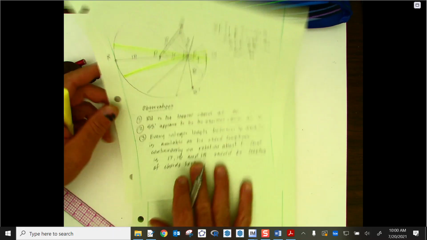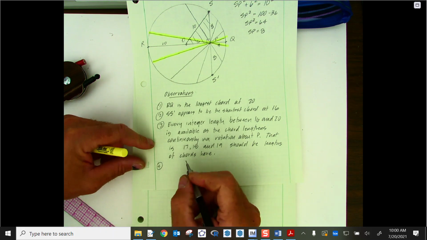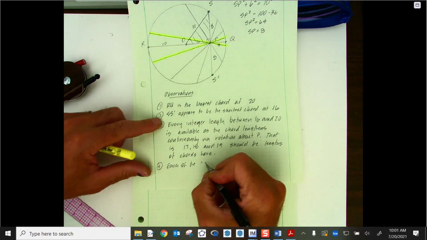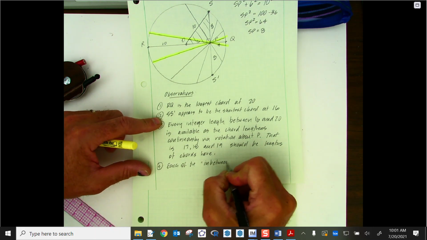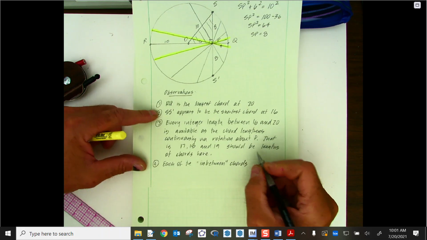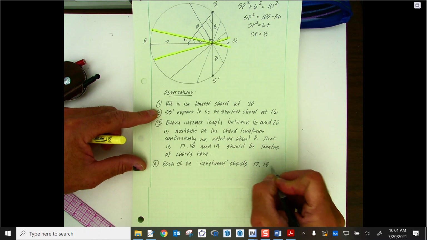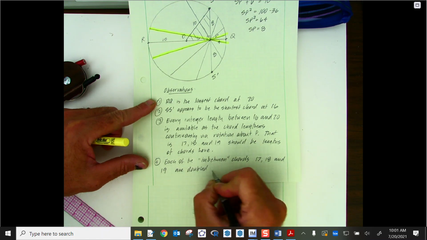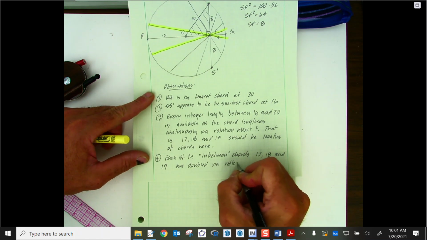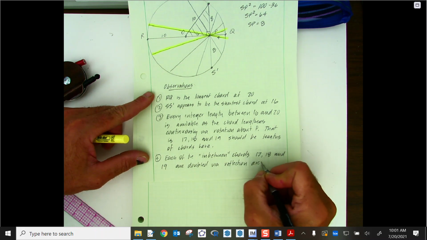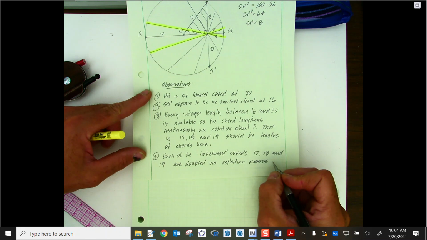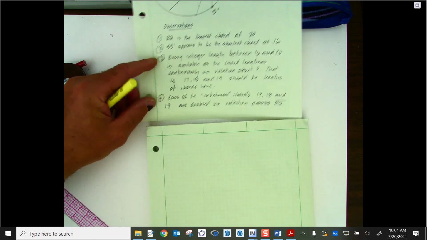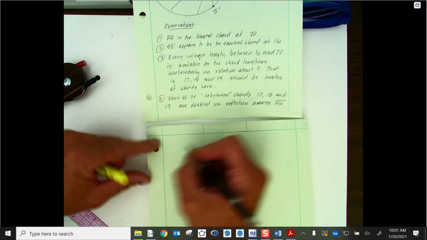So I would say that the last observation I'm going to make is that each of what I'm going to call the in-between chords, that is 17, 18, and 19, are doubled via reflection across RQ. So what does that mean? That means that instead of 5, there's 3 more, there's 8, right?